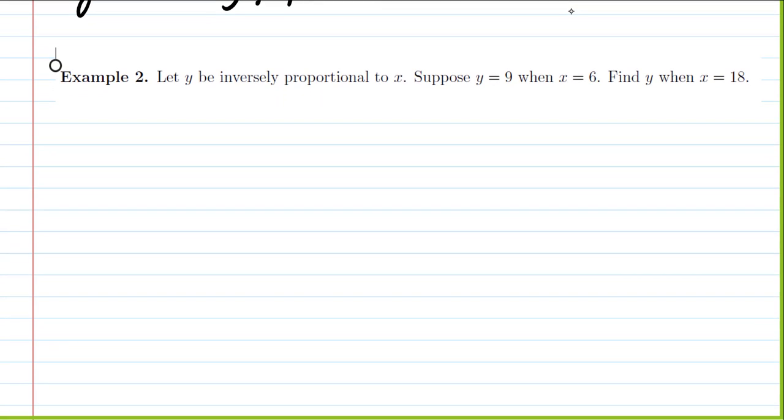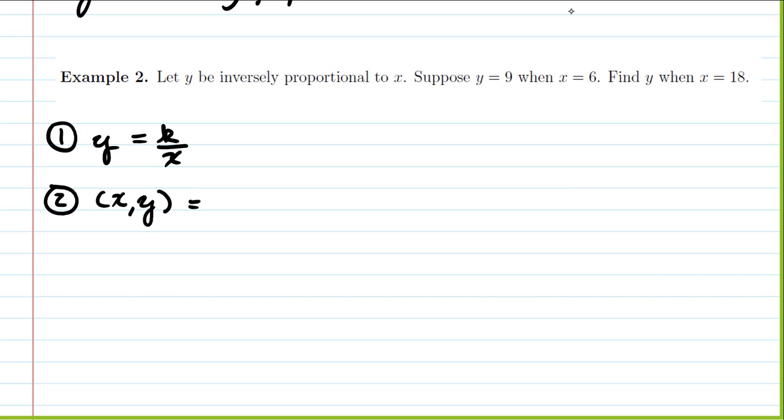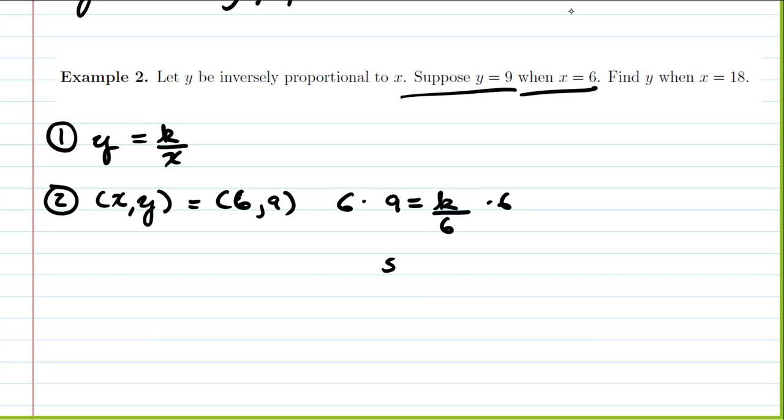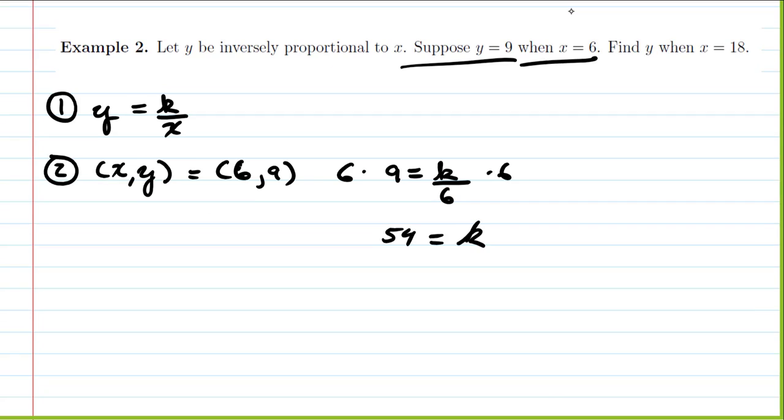So let y be inversely proportional to x. Step 1, we have inverse proportionality, so y is equal to k divided by x. Step 2, we need to find our ordered pair, so our x and our y that go together. In this case, when y is 9, x is 6, so we get 6 comma 9. And we use those values to solve for k. So we multiply both sides by 6, and we get 54 is equal to our number k.